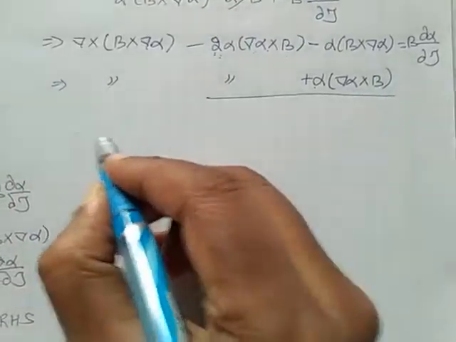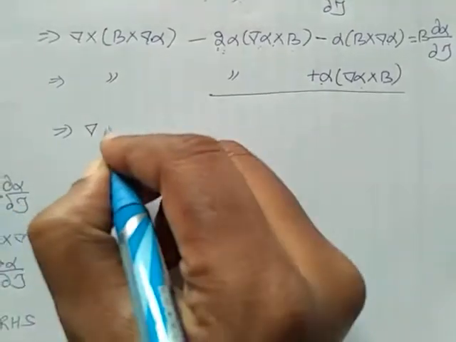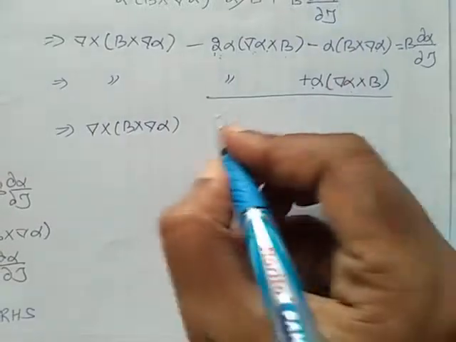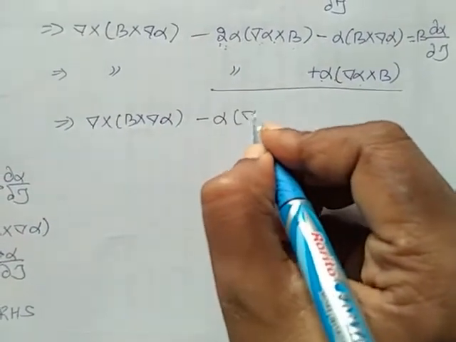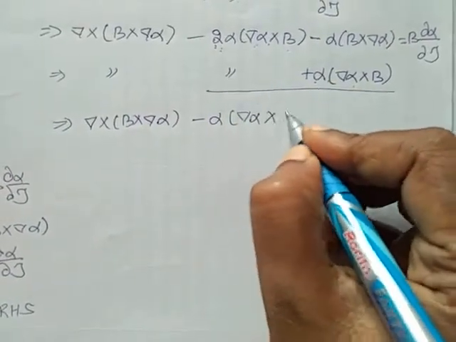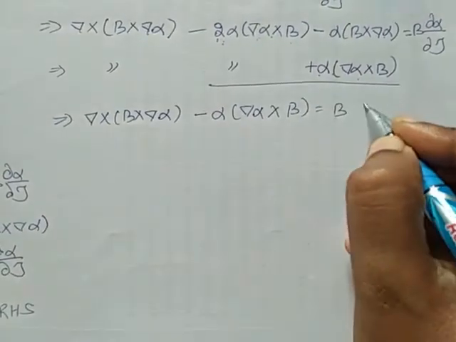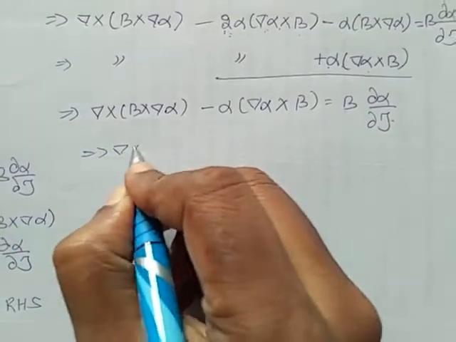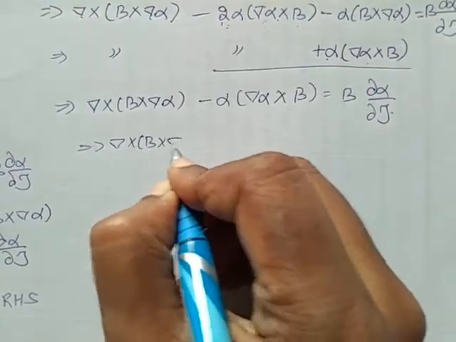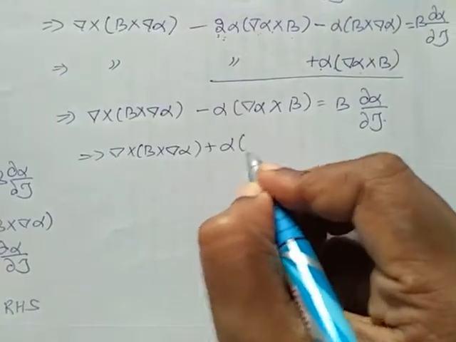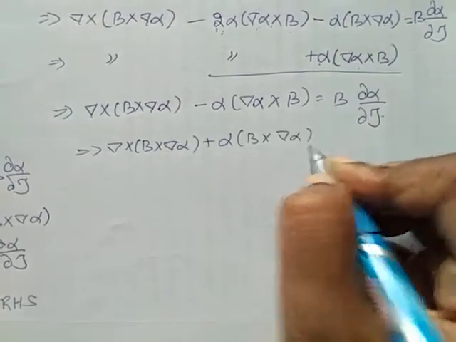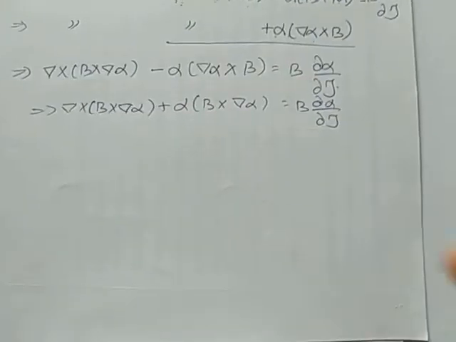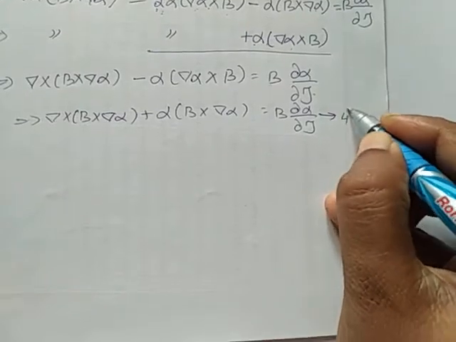Combine these two terms, we will get: first term remains as it is, del cross B cross del alpha, minus 2 plus 1 is minus alpha del alpha cross B, is equal to B into dou alpha by dou tau. This is the same as del cross B cross del alpha plus alpha into B cross del alpha is equal to B into dou alpha by dou tau. I'll take this as equation 4.